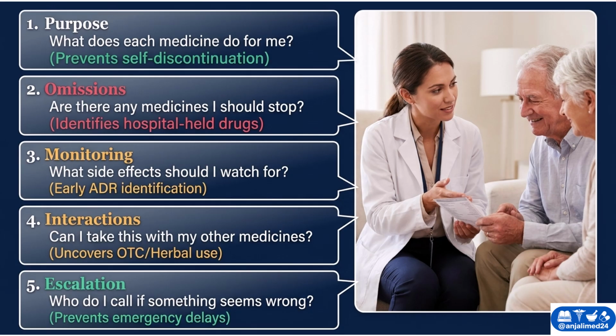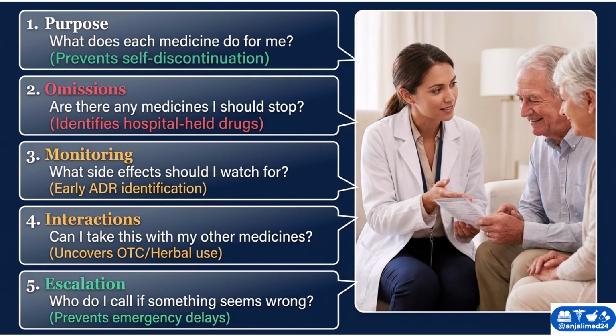And finally, escalation. Patients need clear instructions about who to call if something seems wrong. Many adverse events worsen simply because patients delay seeking help. Providing emergency contact information, follow up instructions, and clear warning signs can prevent dangerous delays in treatment. This step is especially important for elderly patients living alone or those with limited healthcare access.